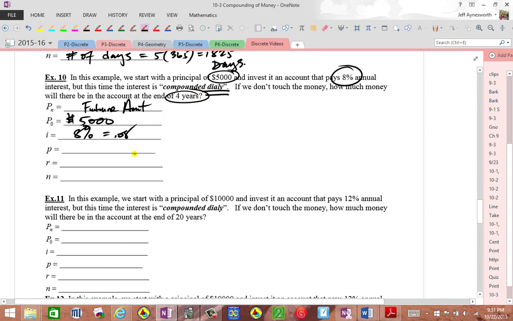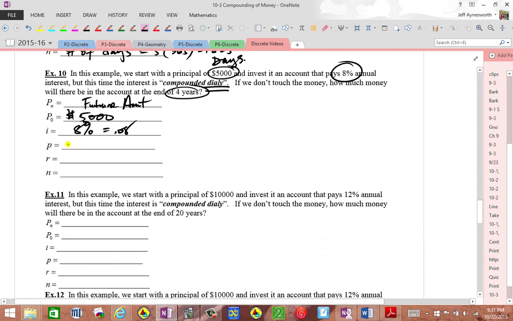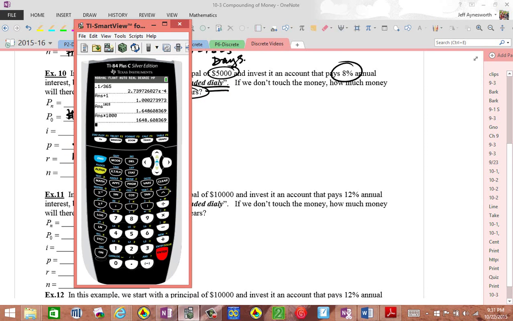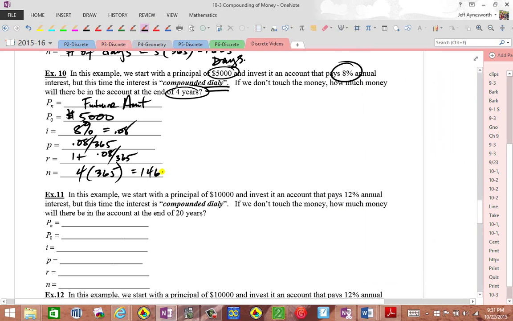Okay, so here we go. The periodic interest rate would be 0.08 divided by 365. This would be 1 plus 0.08 divided by 365. How many days in 4 years? So 4 times 365 gives you the number of days, 1460. So let's find the amount after 1,460 days.